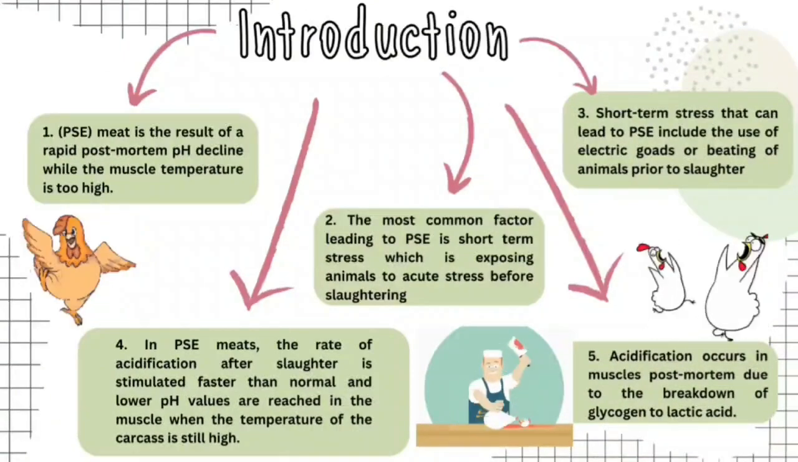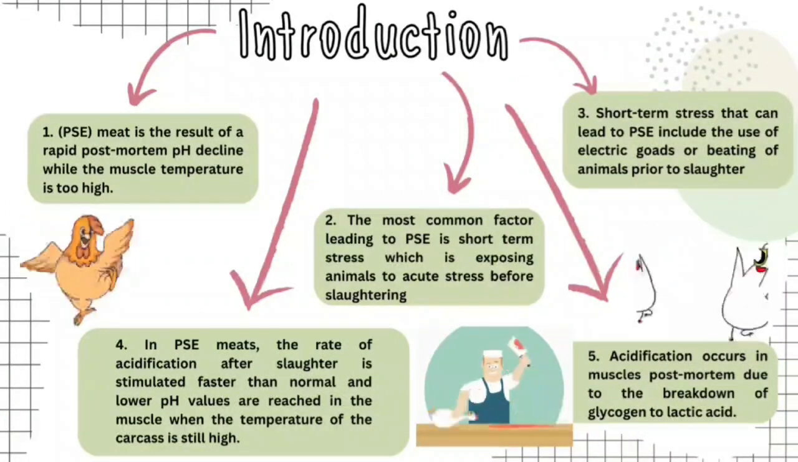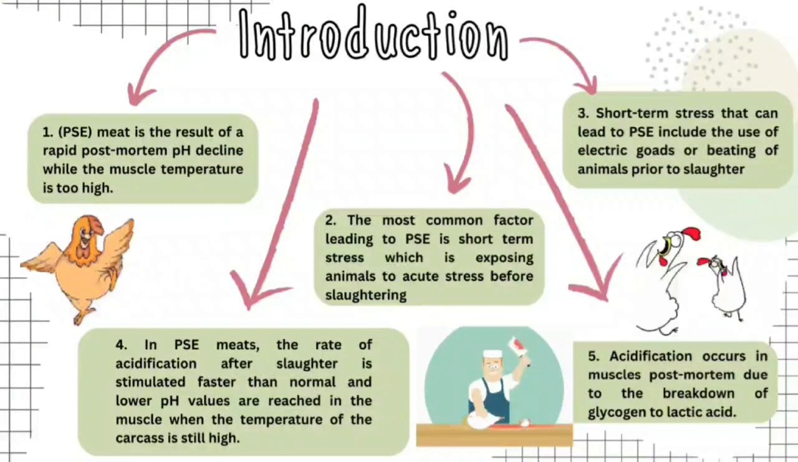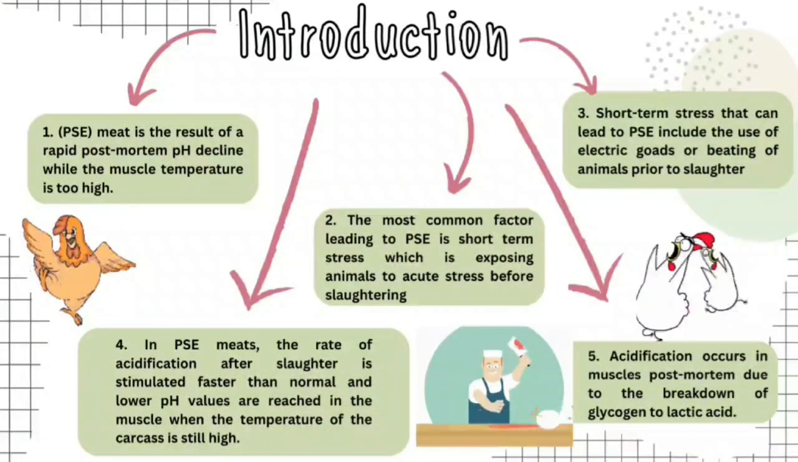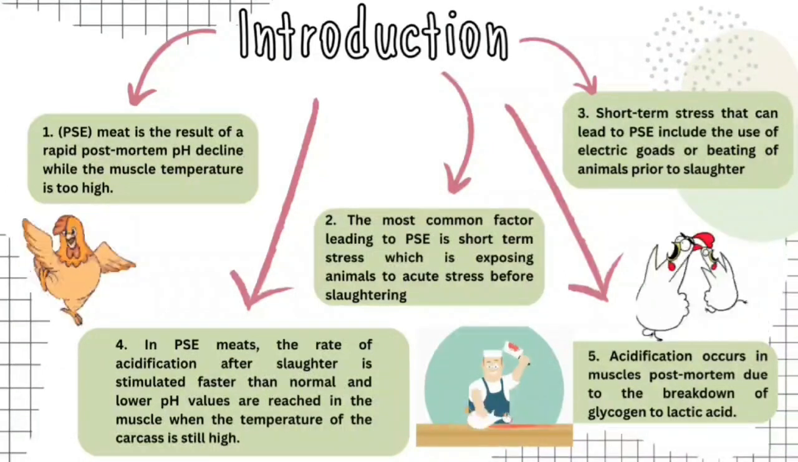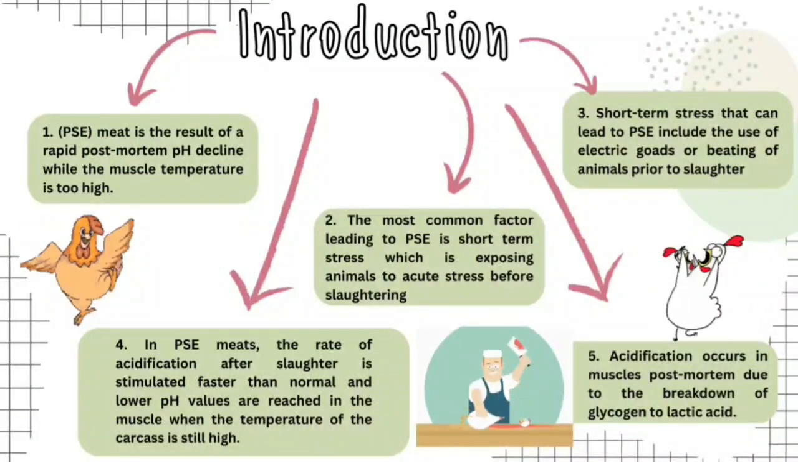PSE meat is pale, soft, and exudative, as a result of the rapid postmortem pH decline while the muscle temperature is too high. The most common factor leading to PSE is short-term stress, which is exposing animals to acute stress just before slaughtering. Short-term stress that can lead to PSE includes the use of electrodes or beating of animals prior to slaughter. In PSE meats, the rate of acidification after slaughter is stimulated faster than normal, and lower pH values are reached in the muscle when the temperature of the carcass is still high.